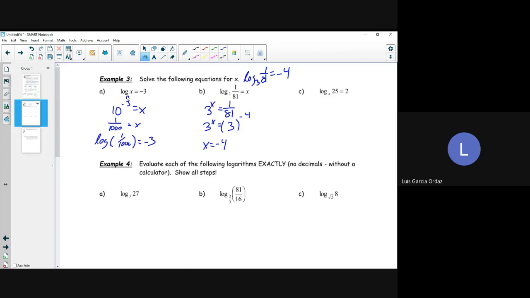And now we have our last example. We have log base x of 25 is equal to 2. So who can tell me what the solution to this question is? 5. So we start by saying x squared is equal to 25. We square root both sides, so we get x is equal to plus or minus root 25. And why can we only take the positive 5 and not the negative 5?